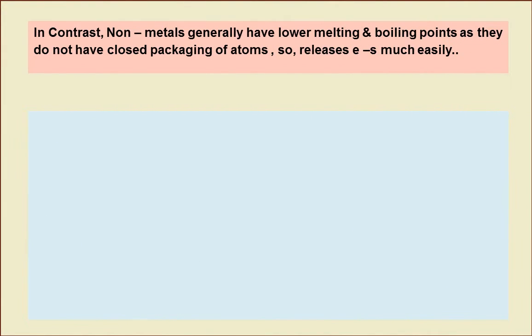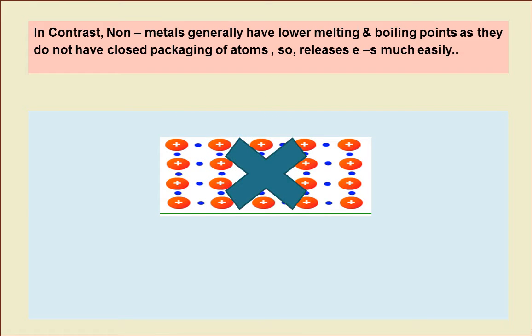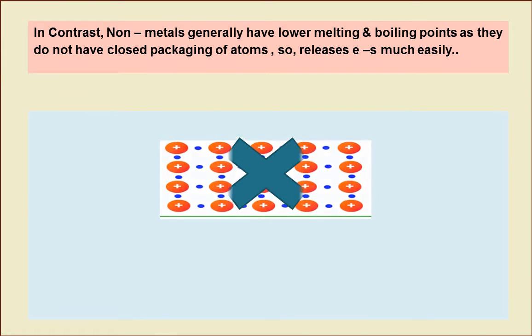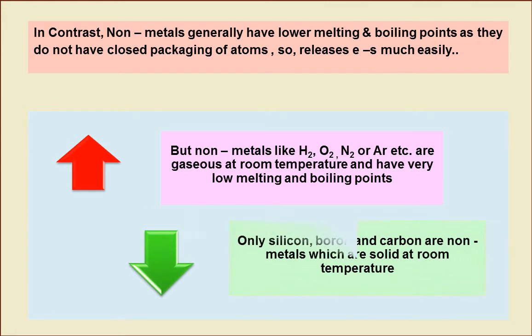In contrast, non-metals generally have lower melting and boiling points, as they don't have close packing of atoms. Non-metals like H2, O2, N2, argon, etc. are gases at room temperature and have very low melting and boiling points. But there are some non-metals like silicon and carbon, which are solid at room temperature.